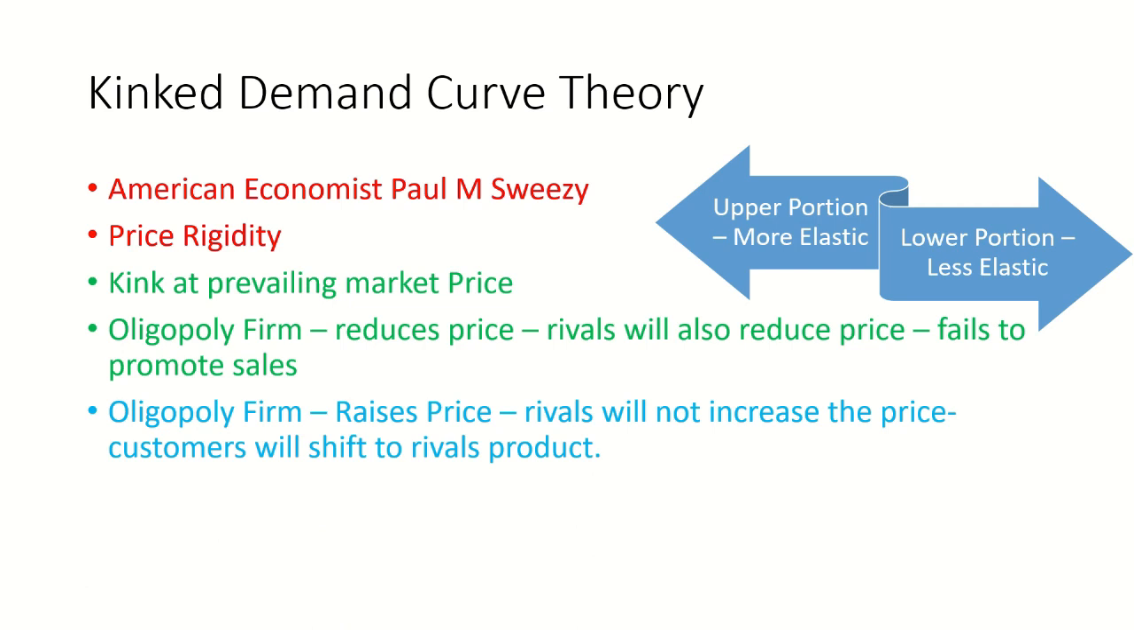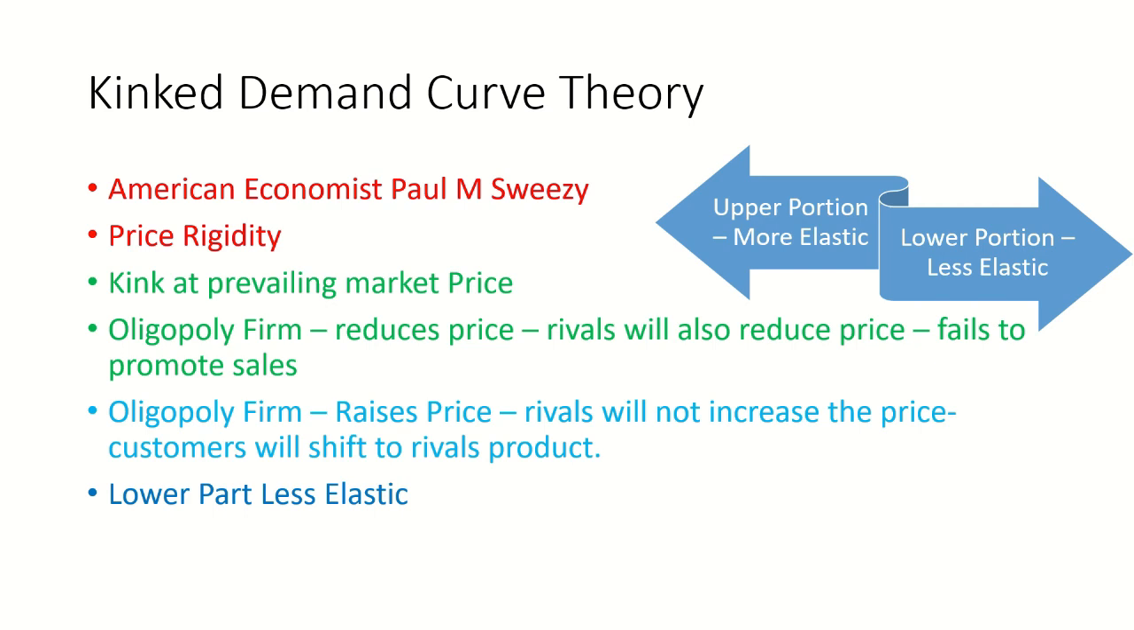And again, the opposite condition: if an oligopoly firm raises the price, the rivals will not increase the price. So what happens? The customers will shift from the original firm to the rivals' products. So here also the entire loser is the firm which first raised the price. So whether it increases the price or decreases the price, the effect will be the same.